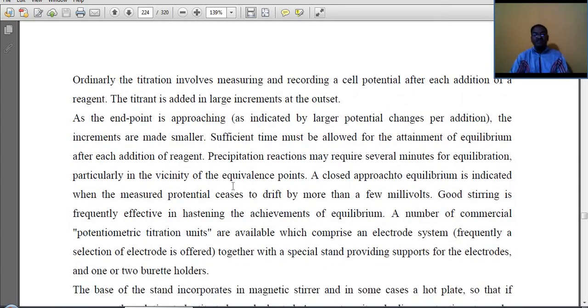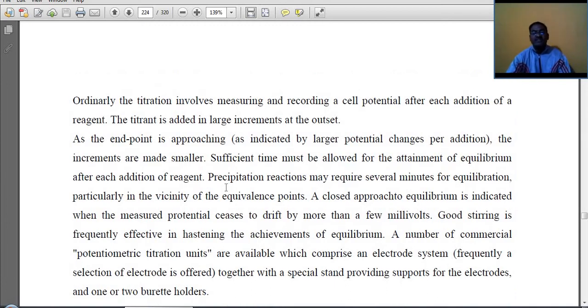Ordinarily, the titration involves measuring and recording the cell potential after each addition of reagent. The titrant is added in large increments at the outset. As the end point approaches, the increments are made smaller. Sufficient time must be allowed for the attainment of equilibrium after each addition of reagent. Precipitation reactions may require several minutes for equilibrium, particularly in the vicinity of the equivalence point.